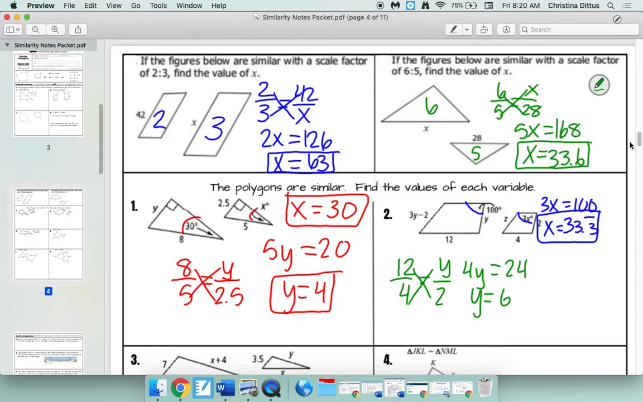Alright, good there? Okay, what do you think I should do with the Y here? I would plug that in. So 3 times 6 minus 2 is how much? 16. So this side is 16.